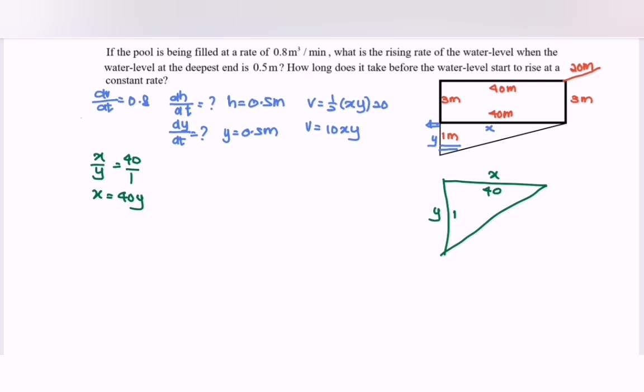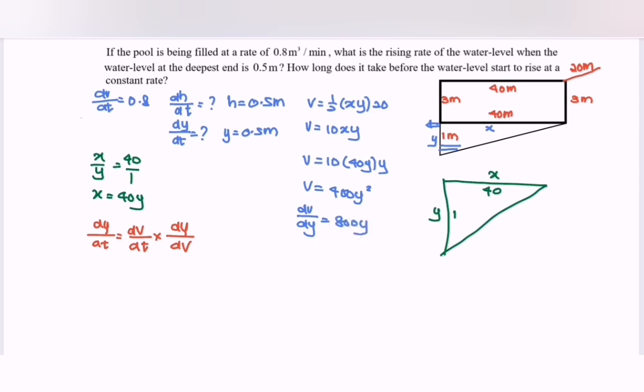So kindly substitute. We have V equals 10, and then the x, we have 40y multiplied with the y. So we have V equals 400y squared. Kindly focus on the chain rule. We have dy/dt equals dV/dt multiplied with dy/dV. So focus on the differentiation: dV/dy is 800y.